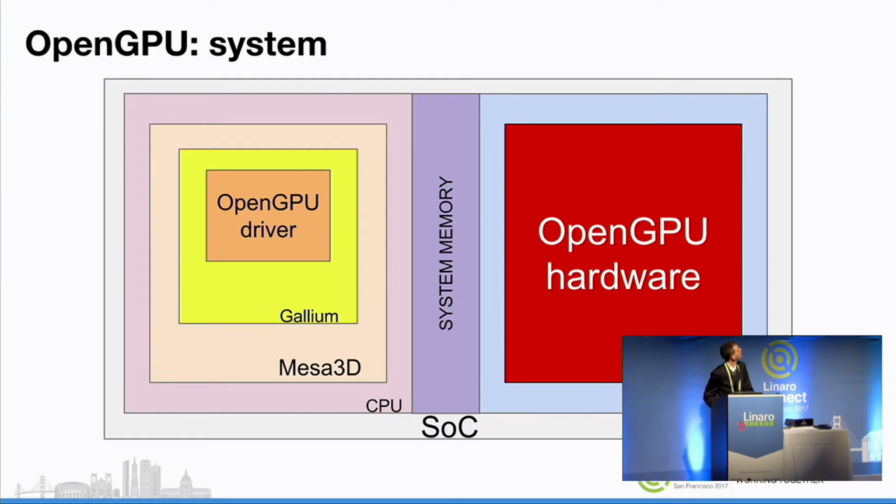And here we have the graphical synthesis of what I said before. We have the SoC board, the CPU and FPGA part connected by the RAM system. And Mesa 3D runs entirely on the software side. And over it, we have the Gallium and the OpenGPU driver. Because Gallium makes it much easier to develop the driver.